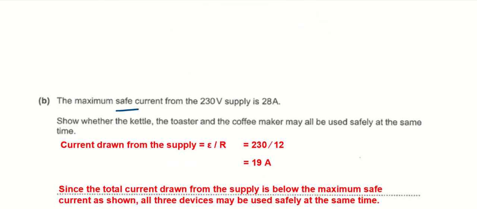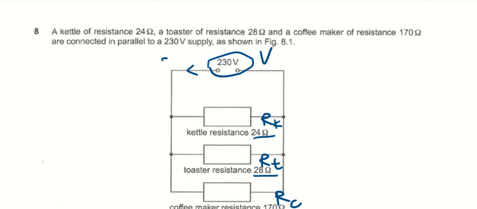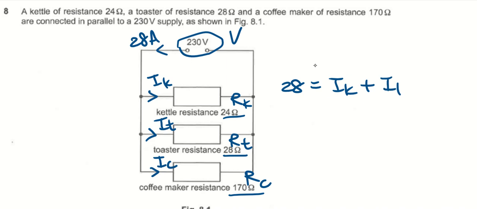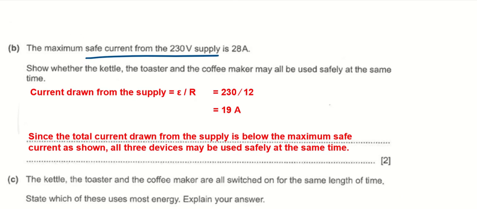Now, the maximum safe current from the 230 volt supply is 28. That means if I have 28 ampere, it is safe. This is in parallel. Therefore, IK, current through the kettle, current through the toaster, and current through the coffee maker should equal 28 ampere because of the sum in parallel. In parallel, the current is the sum. So let's see how we can use this.